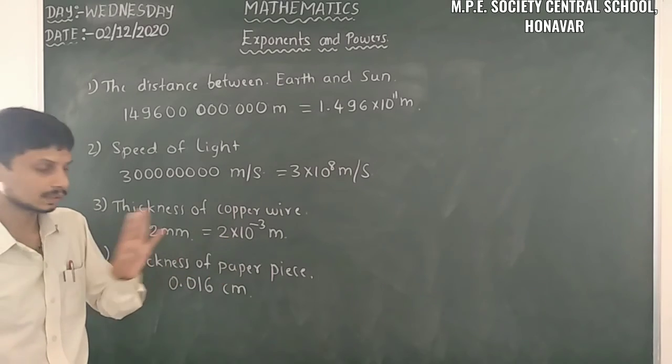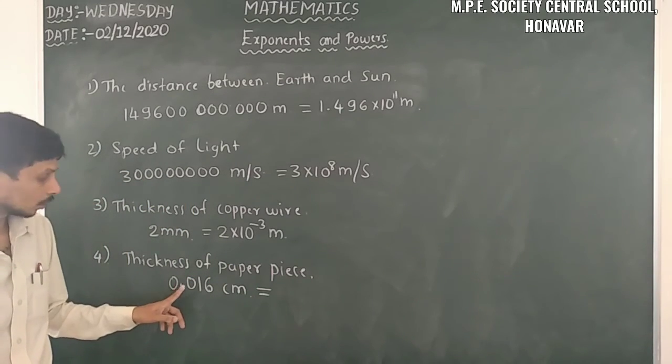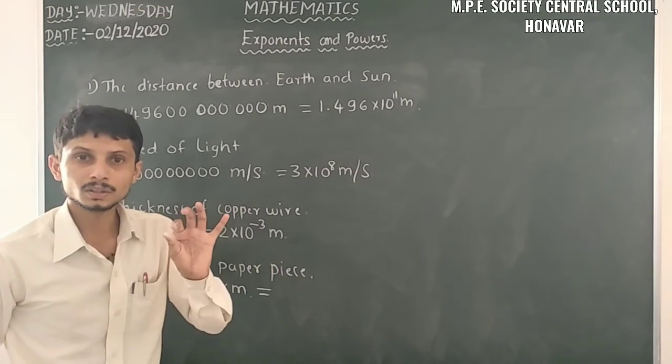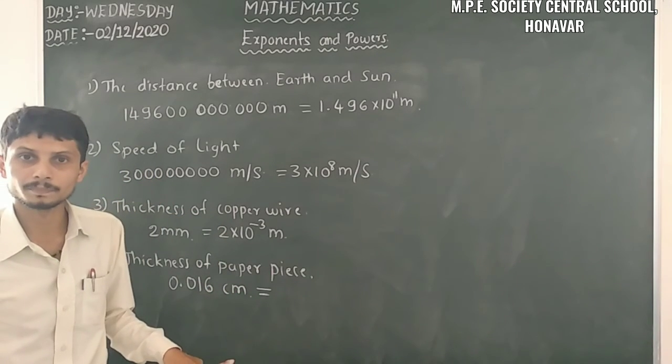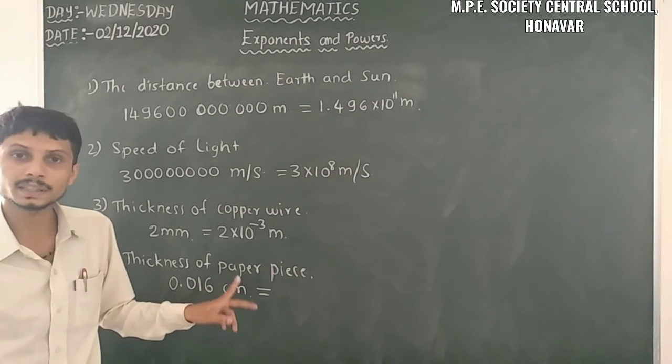So 10 raised to minus 3 is also an exponent. Just observe here, 0.016 centimeter. That means the thickness of paper. We already know about paper. So paper thickness is 0.016 centimeter. So here it is also in the form of decimal places, and here we have centimeter.